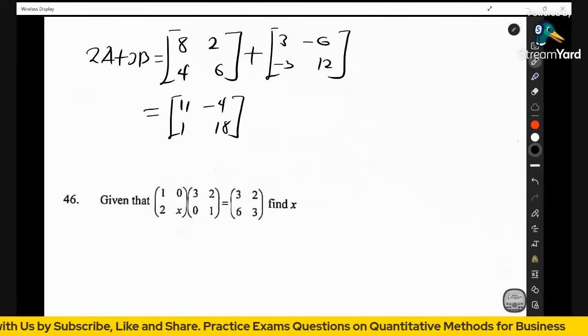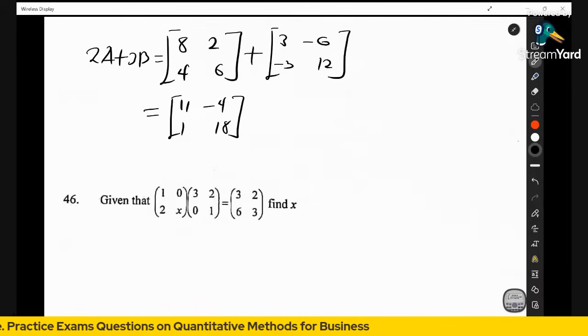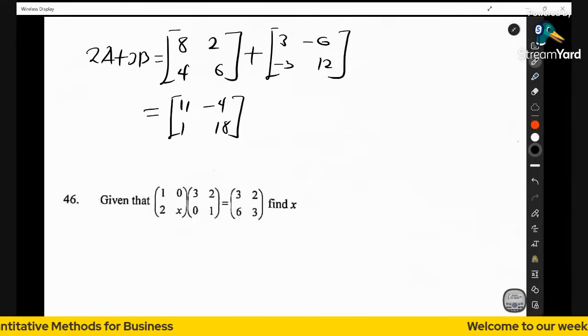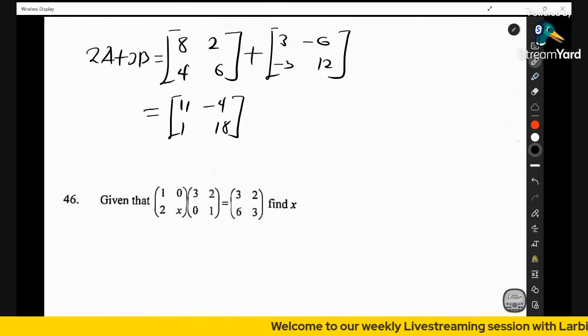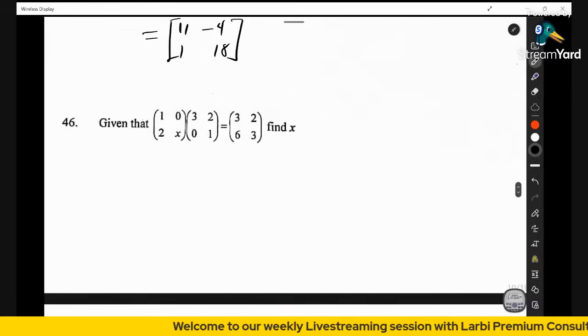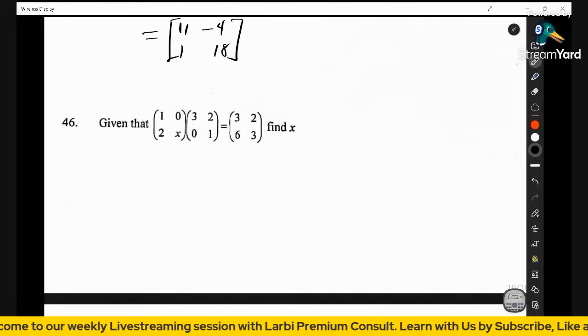So question 46. Given that [1, 0; 2, x] multiplied by [3, 2; 0, 1] is equal to something, you have to find the value of x. This is actually a matrix multiplication, right? Here we are interested in the value of x, so we're going to deal with the x approach.